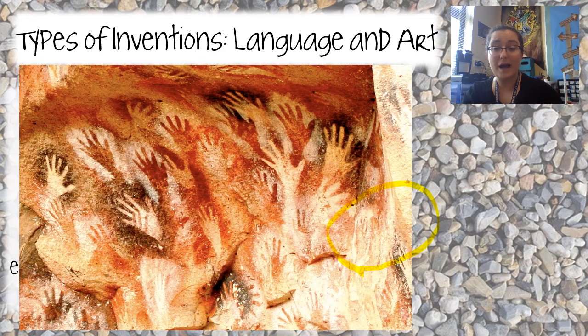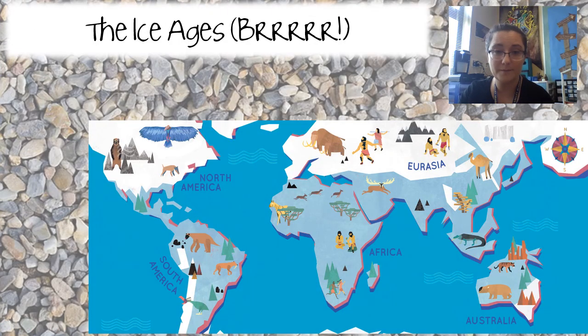Sometimes it wasn't even about animals. Sometimes humans just want to know that, hey, we're here. So we see these handprints, and it's kind of creepy. It looks a little horror movie-ish. But to me, this tells me this is our earliest human ancestors leaving a mark and saying we were here.